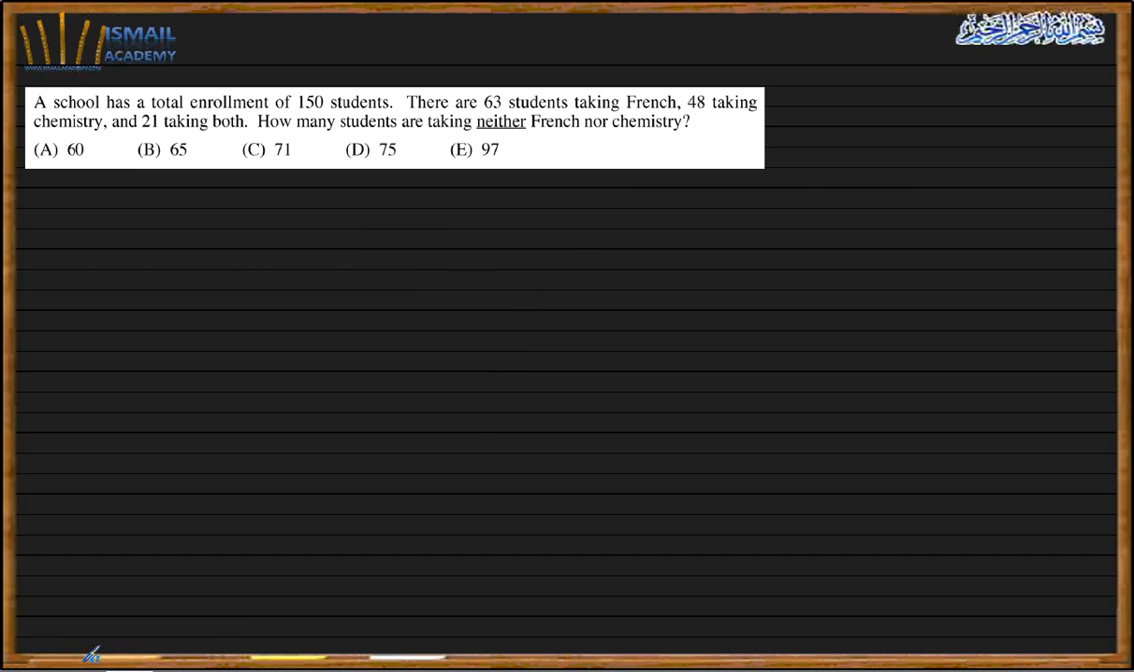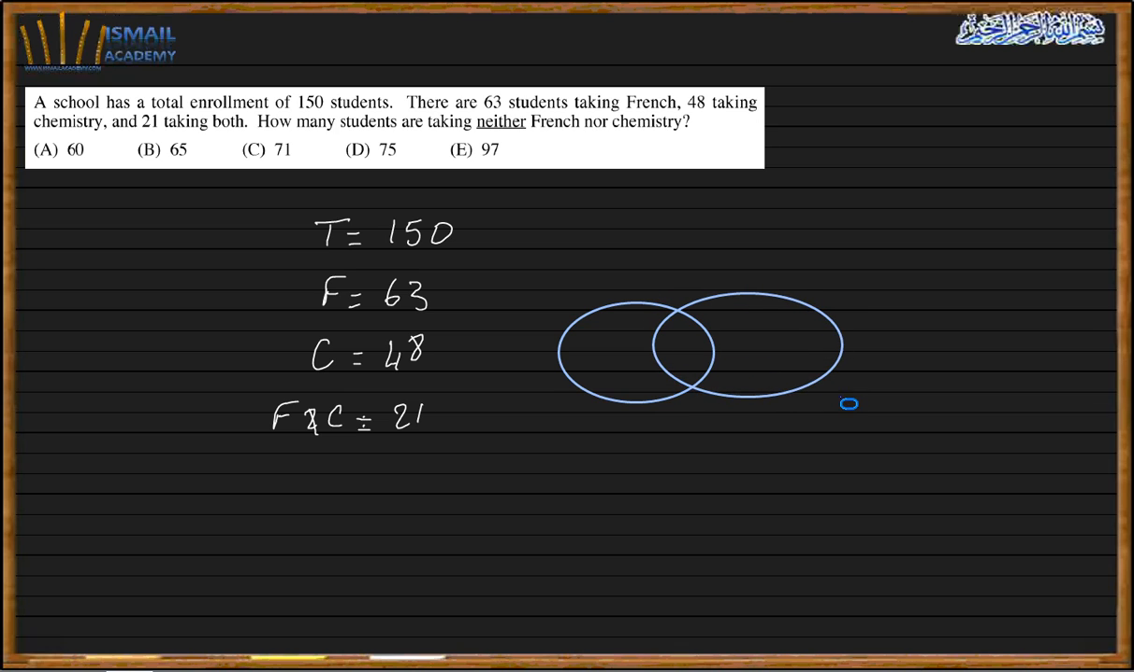Next question. A school has total enrollment of 150 students, so the total is 150. There are 63 students taking French, 48 taking chemistry, and 21 taking both French and chemistry. If I use the Venn diagram, you see I have 63, 21 and 48. This is chemistry, this is French. How many students are taking neither French nor chemistry?